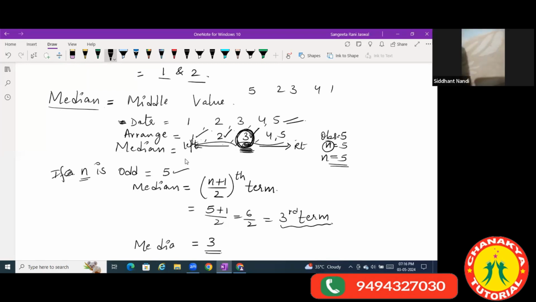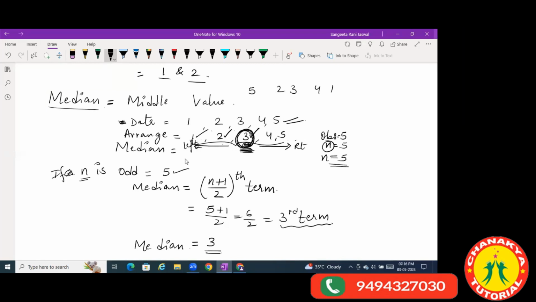Ma'am, so if there are 9 observations, we'll just add 9 plus 1, that equals 10 by 2, that is 5. Yes. So if the number of observations is 9, then you do that.